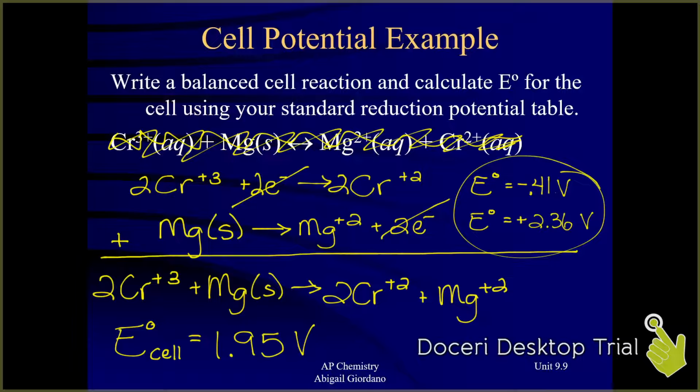Just a little aside here, I forgot to mention this earlier. If you'll notice, every time I write that capital E, I'm putting that little degree symbol next to it. Just to review, that degree symbol means under standard state conditions. Remember, that means 25 degrees Celsius. Any and all gases would be at 1 atmosphere. Anything that is aqueous would be at a concentration of 1 molar. So just a refresher on what that means.